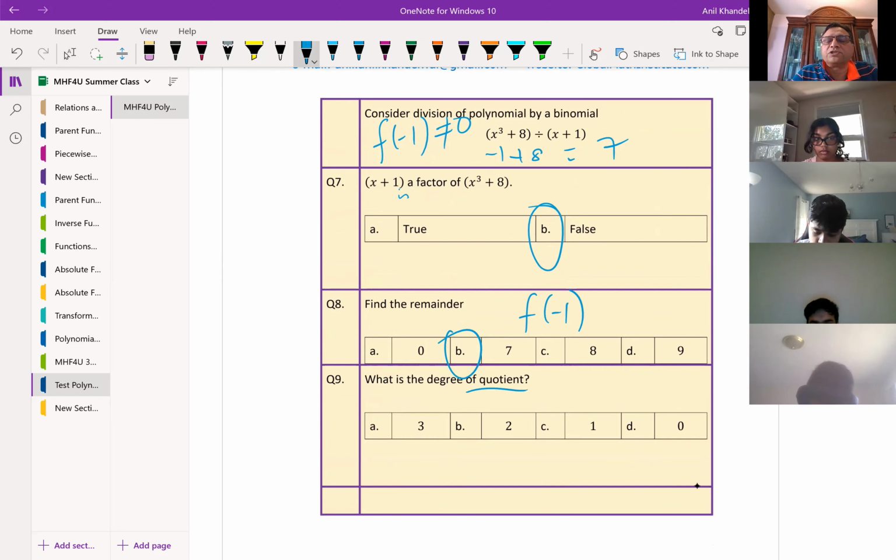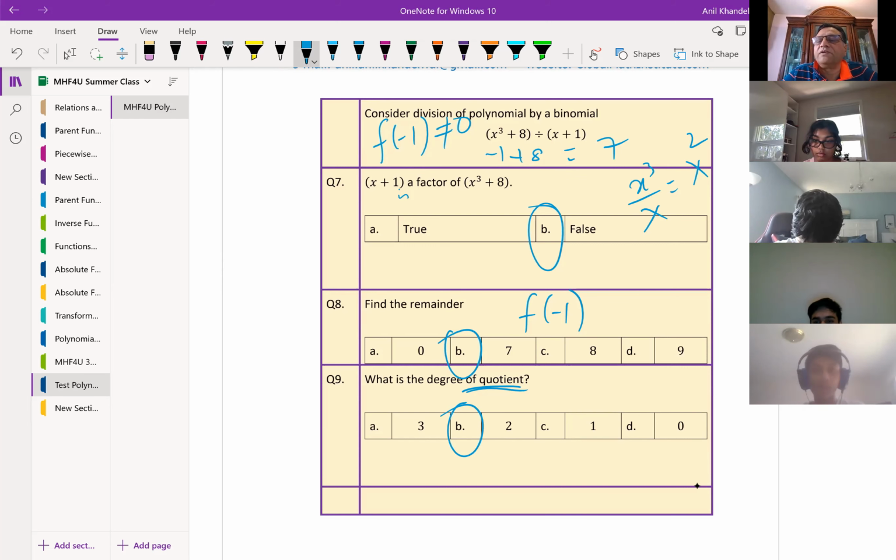What is the degree of the quotient? Tell me. So when you divide, you get the quotient, right? So what is going to be the degree of the quotient? So basically, x cubed divided by x will give you the degree of the quotient, right? Which is x squared, correct? So degree 2. Is this clear to you? Yes. Everyone?